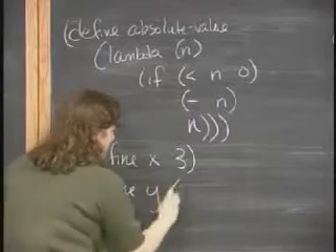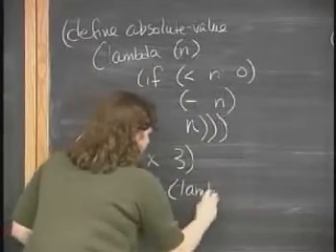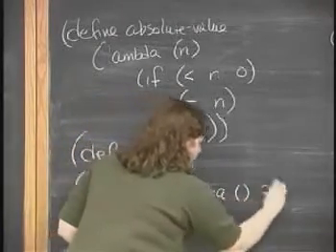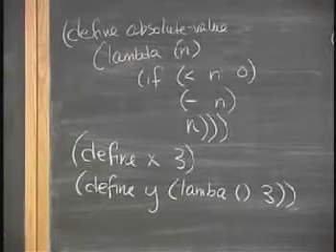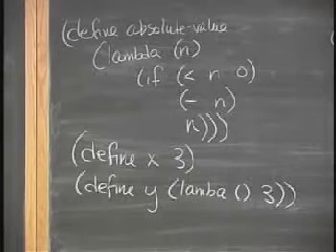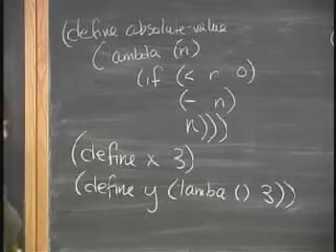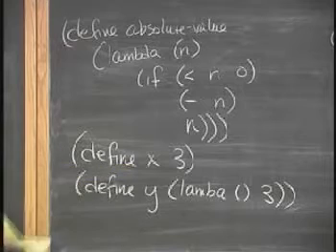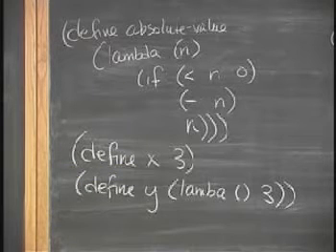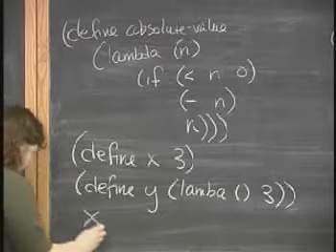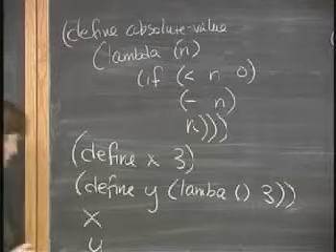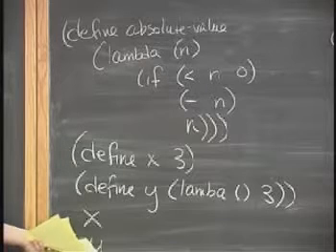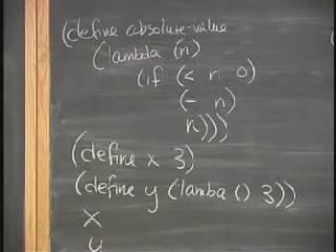Find x to be 3 and y to be lambda, no parameters for 3. So, what if I want to get x to return a 3? What would I type in and evaluate? If I wanted to use y, could I just say y? What would it return if I said y and then evaluate?